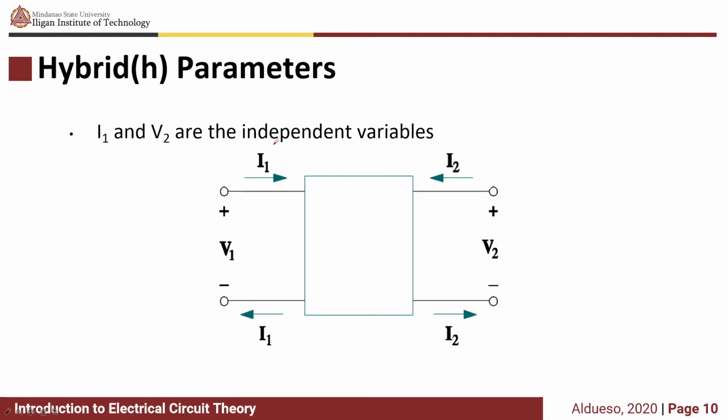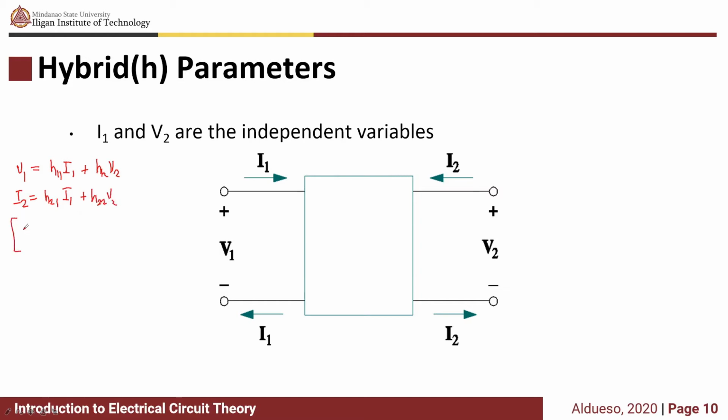So now let's move to the hybrid parameters. For the hybrid parameters or H parameters, I1 and V2 are the independent variables. We have V1 is equal to H11 I1 plus H12 V2. Then our I2 equal to H21 I1 plus H22 V2.